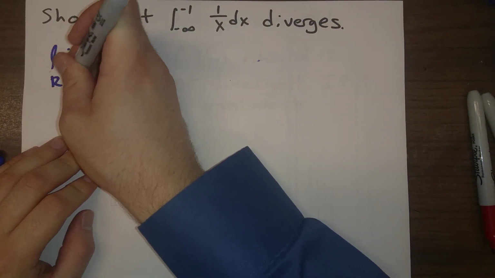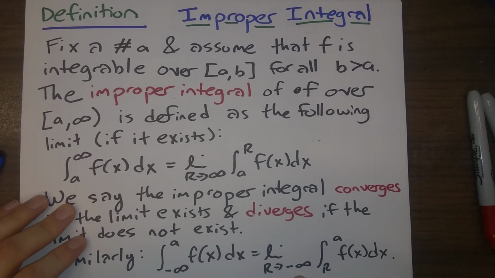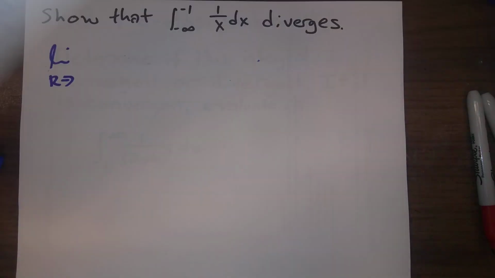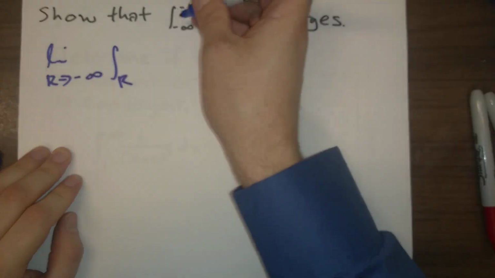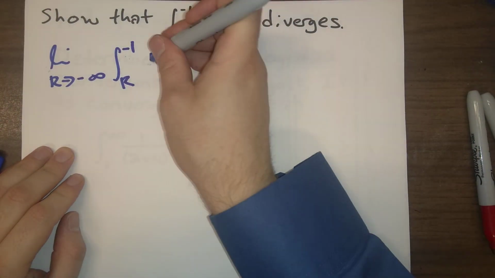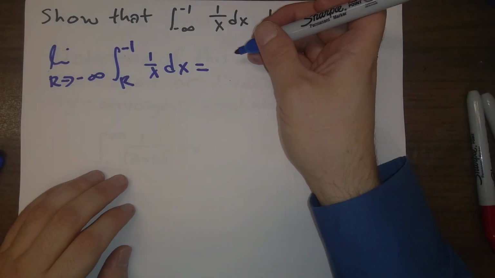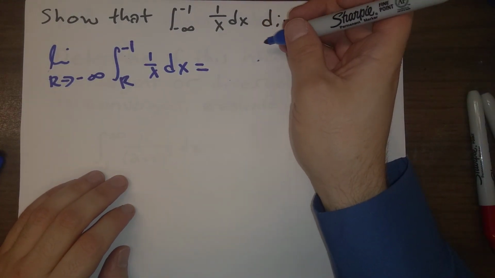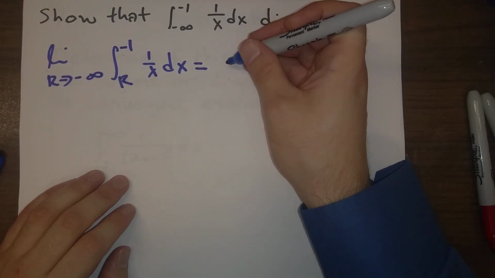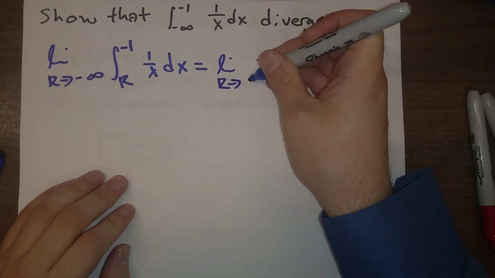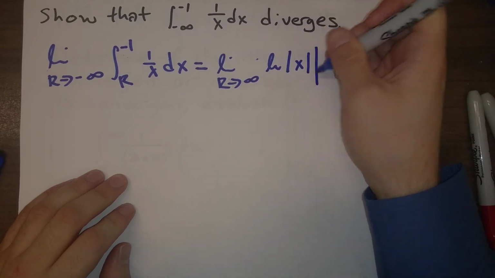Again, using the definition here of improper integral, we're defining it to be this limit as r goes to minus infinity. Replace that minus infinity with r. So r to our upper bound is minus 1 over x dx. And so the integral of 1 over x is going to be, let me not forget that limit either, natural log of absolute value of x.